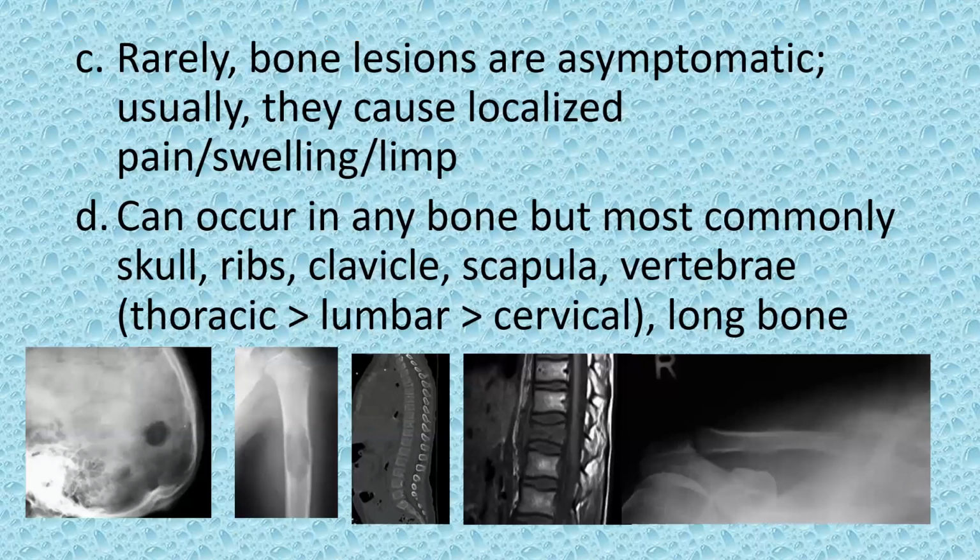Really, bone lesions are asymptomatic. Usually, they cause localized pain, swelling, limp. It can occur in any bone, but most commonly the skull, the ribs, clavicle, scapula, vertebrae, thoracic, lumbar, cervical, and long bones. I would like to mention that they present as punched out osteolytic lesions, and they have a beveled appearance in the skull.